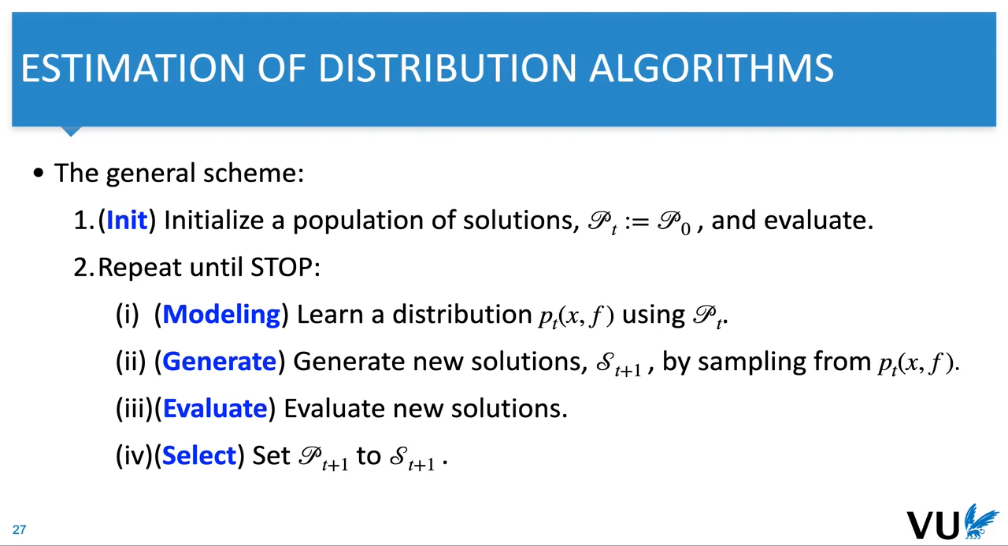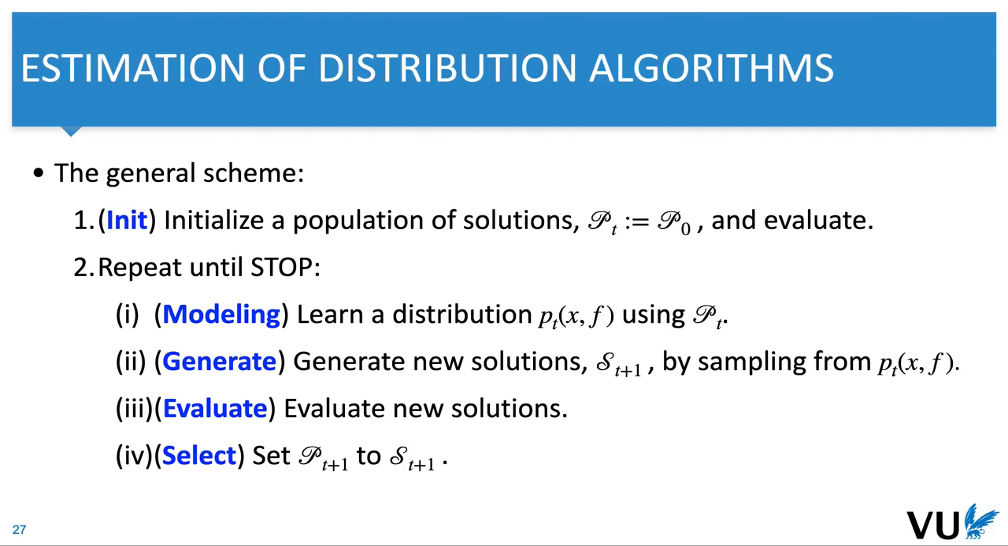And what does it mean? It means that when we have a population of solutions, we evaluate them. So first we fit a distribution to our current population, all right? In other words, we take this population that we have and we generalize it by fitting a distribution. Then we generate new solutions by sampling from this distribution, all right? Again, we evaluate the new solutions, and we take these new solutions as our new generation.